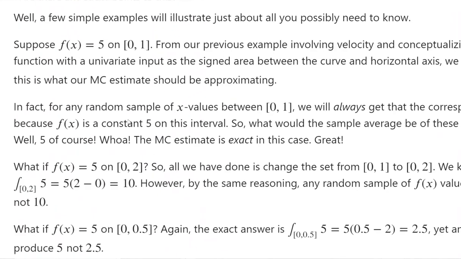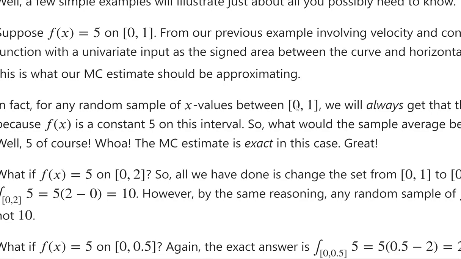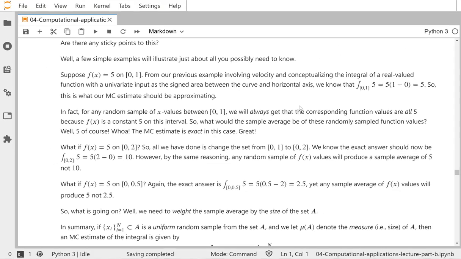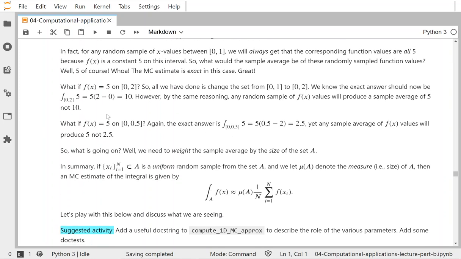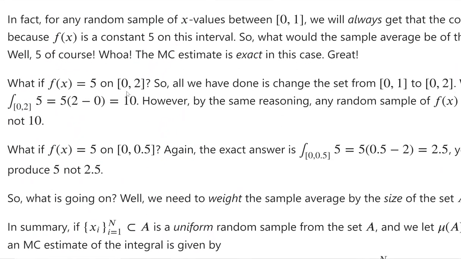Well, in fact, any random sample of x values between 0 and 1 will always produce corresponding function values of 5 because the function is constant on this interval. So what would the sample average be of these randomly sampled function values? Well, 5, of course. In this case, the MC estimate is exact. That's fantastic. Well, what about if f of x was 5 on the interval 0 to 2?